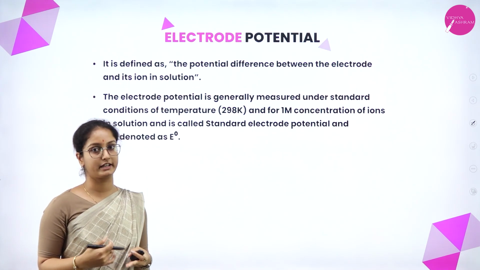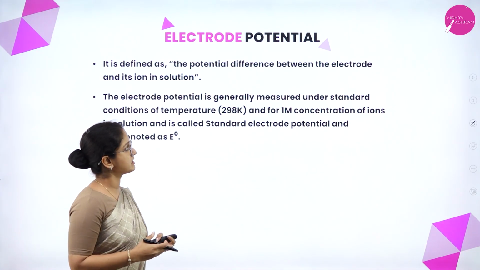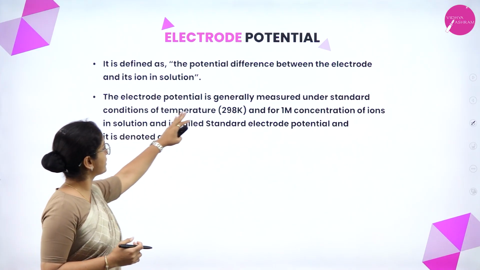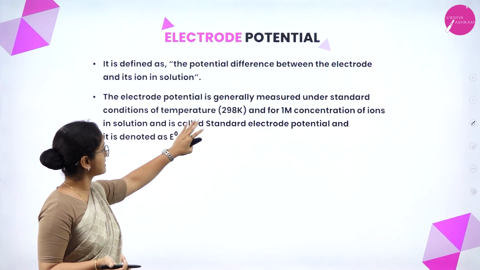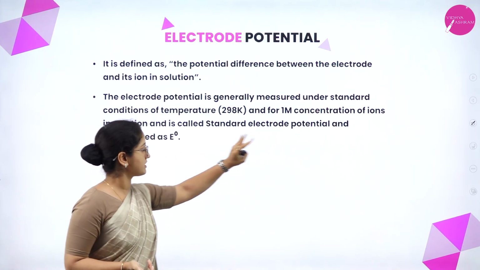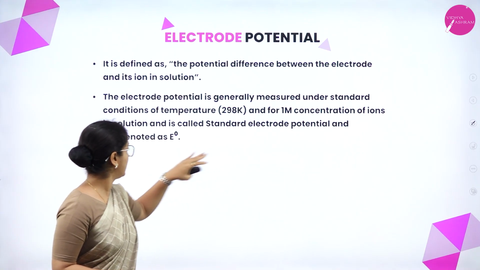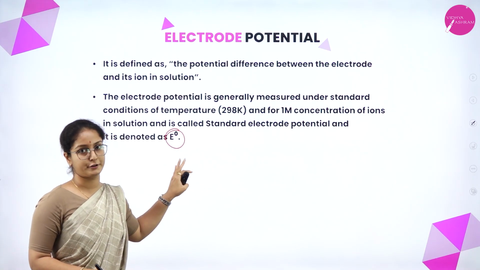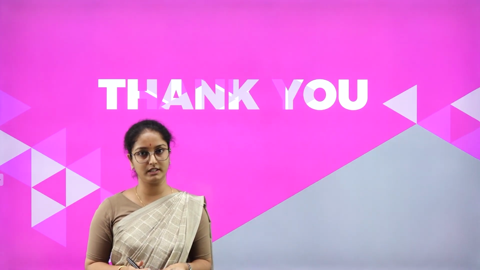Next is electrode potential. Electrode potential is defined as the potential difference between the electrode and its ions in solution. The electrode potential is generally measured under standard temperature and pressure, that is, a temperature of 298 Kelvin and 1 molar concentration of ions in solution, and is called the standard electrode potential, denoted by E0. So that is electrode potential. This was about redox reactions. I hope you have understood. Thank you.